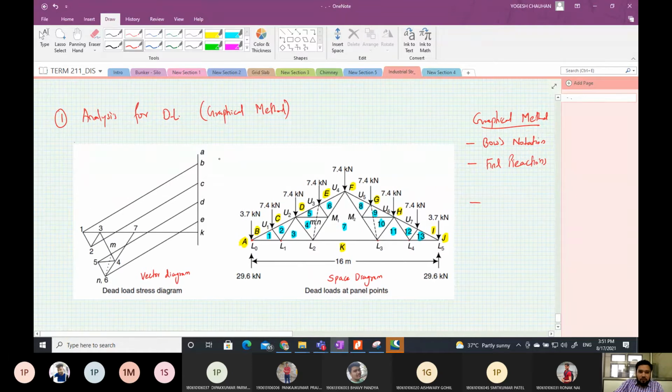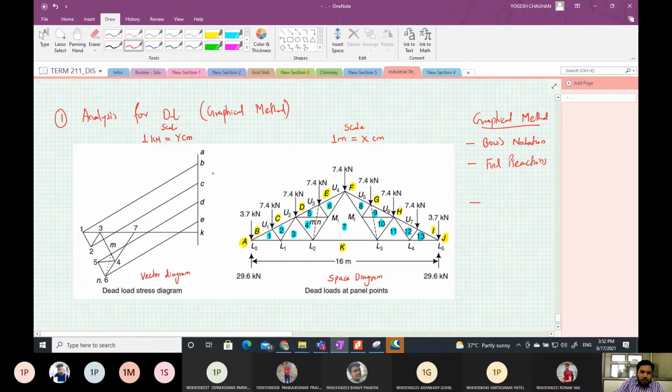Now you have assumed some scale for the load vector. Let us say for the load vector the scale is 1 kilonewton equals y centimeter, and for the space diagram it is 1 meter equals x centimeter. Okay, this is the scale for the vector diagram. So now let us say you have assumed 1 kilonewton equals 1 centimeter.